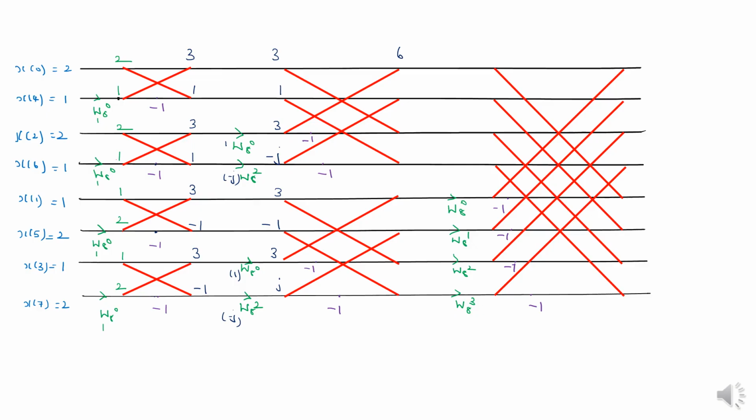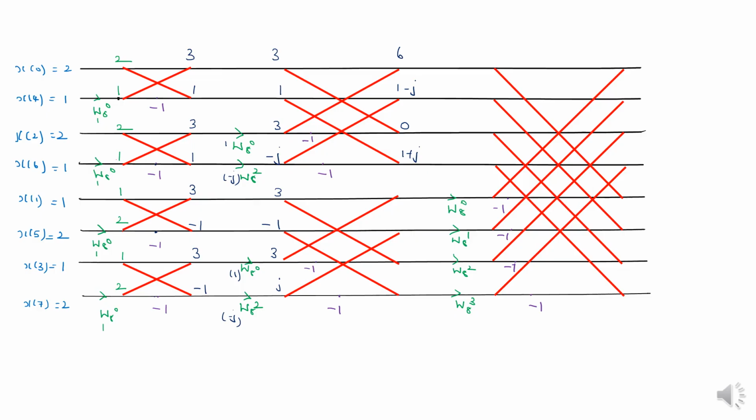Okay, and we have 1 minus j. So the value at this point is 1 minus j. Then we have 3 plus 3 into minus 1, which is minus 3. 3 minus 3 is 0. At this particular point, it is 1 plus minus j into minus 1, so it is 1 plus j. Hope it is clear.